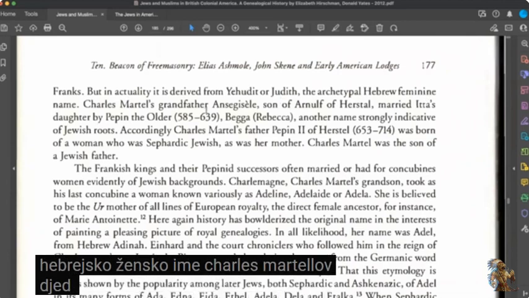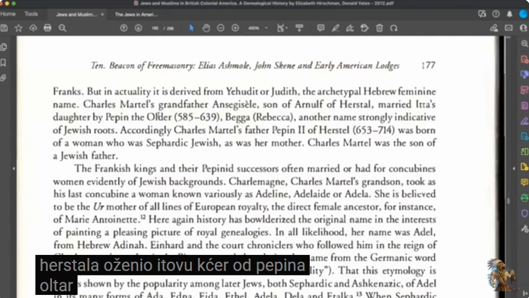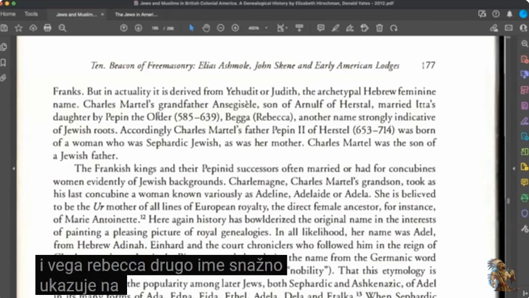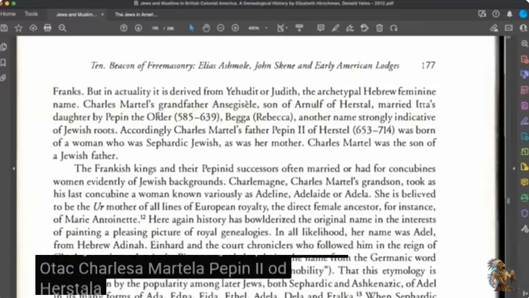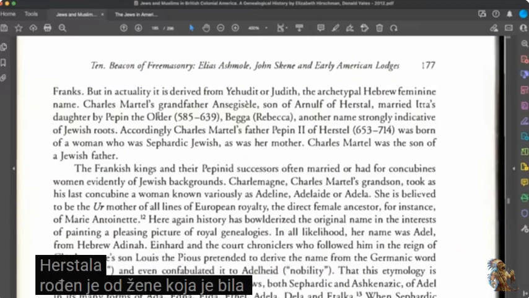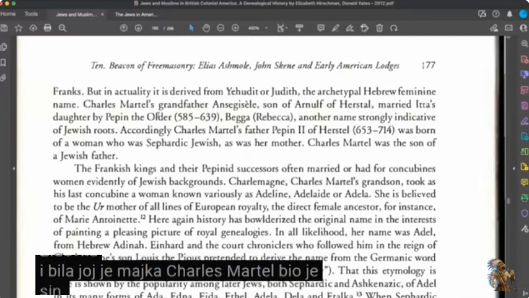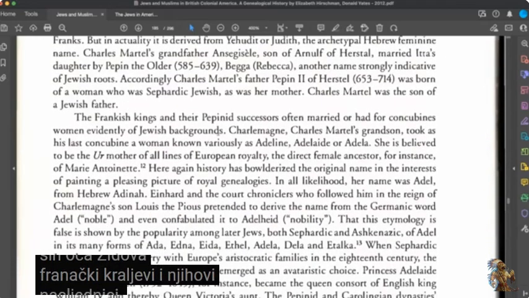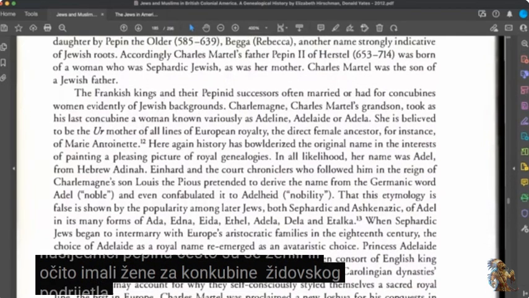Charles Martel's grandfather, Ansegisel, son of Arnulf of Herstal, married Ita's daughter by Pepin the Elder, Begga, Rebecca, another name strongly indicative of Jewish roots. Accordingly, Charles Martel's father, Pepin II of Herstal, was born of a woman who was Sephardic Jewish and was her mother. Charles Martel was the son of a Jewish father. The Frankish kings and their Pepinid successors often married or had for concubines women evidently of Jewish backgrounds.